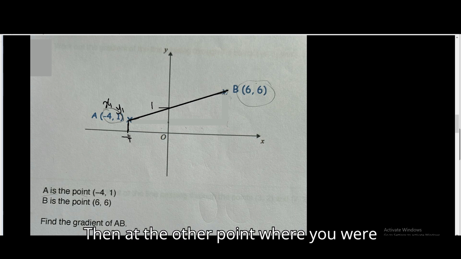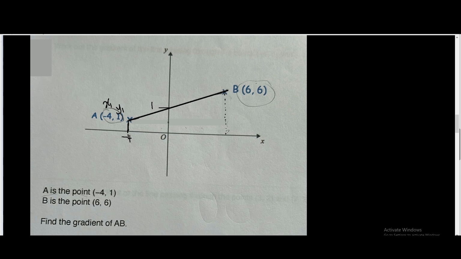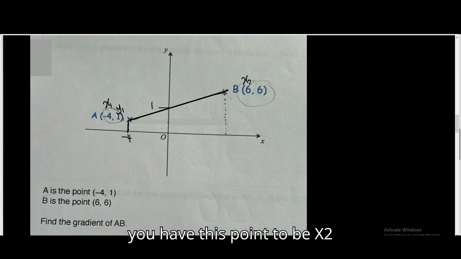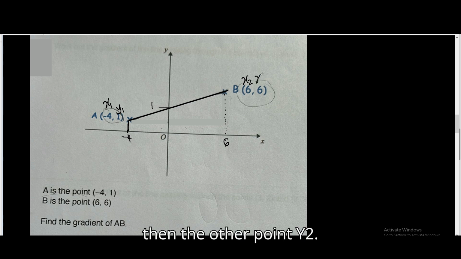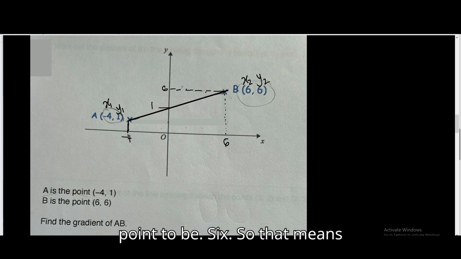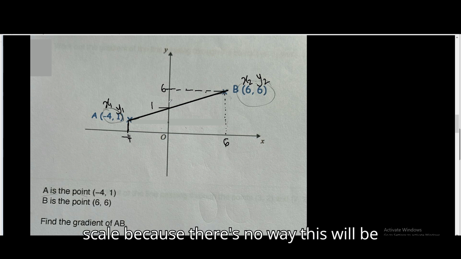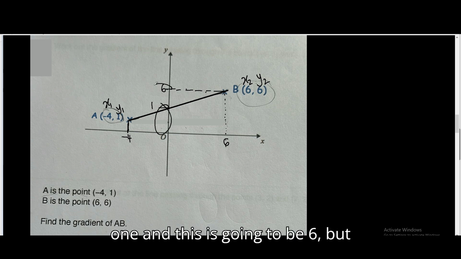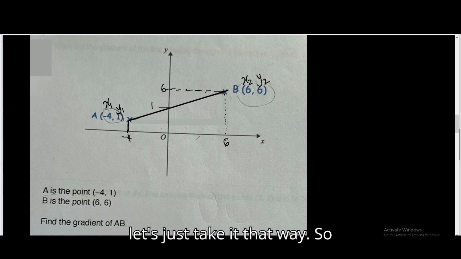Then at the other point you were given, if you trace it down to the graph, you have this point to be x2, and that is 6. Then the other point, y2. That means you can trace this one to the graph. So you're going to have this point to be 6. So that means this graph is not drawn to scale, because there's no way this will be 1 and this is going to be 6. But let's just take it that way.